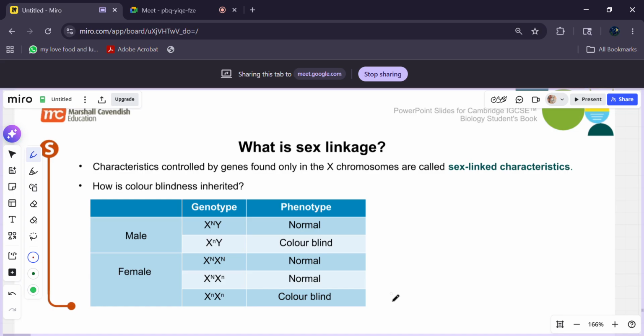Now, using symbols to represent the alleles, in males, X^N Y is normal, while X^n Y is colorblind. In females, X^N X^N is normal, X^N X^n is also normal, while X^n X^n is colorblind. Let X^N be the X chromosome with the dominant allele for normal sight, while X^n is the recessive allele for color blindness, and let Y be the chromosome without the gene.